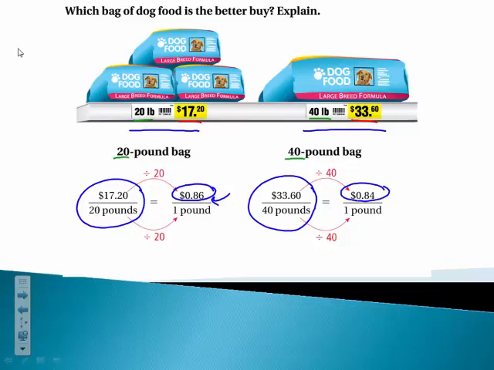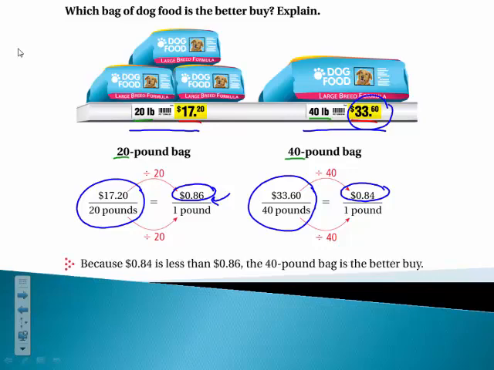So now you can easily compare the two bags. The 20-pound one is 86 cents a pound, the 40-pound one is 84 cents a pound. So even though the price is more, it is really the better buy. So our explanation would say because 84 cents is less than 86 cents, the 40-pound bag is the better buy. So it is a better buy.